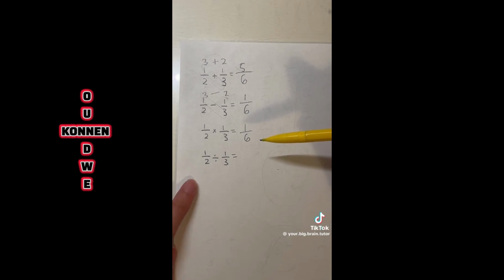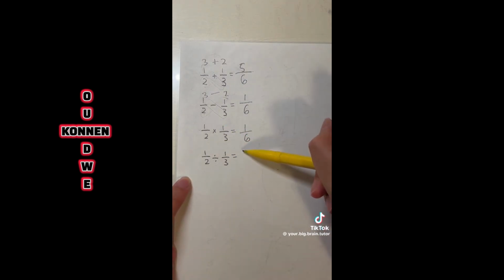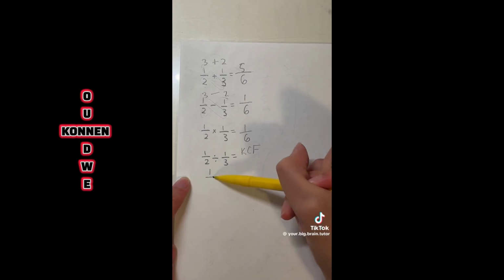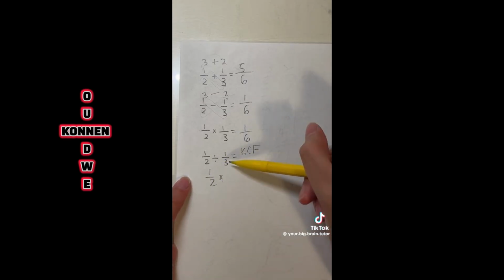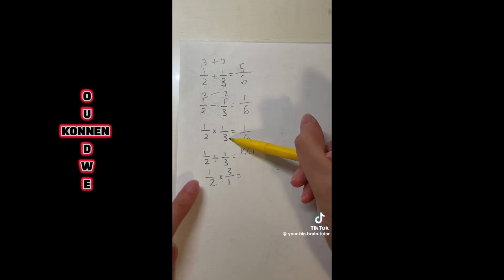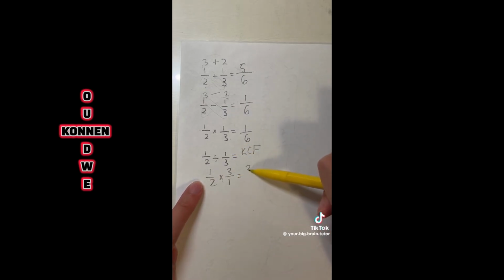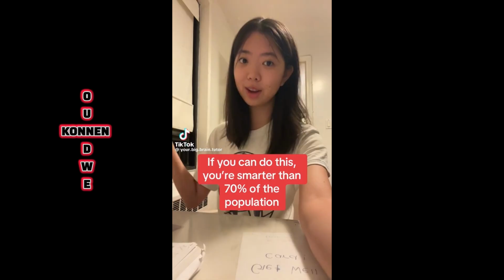And then finally, dividing them. This one's a little more complicated. You're going to have to know keep, change, flip, where you keep the first fraction 1/2, change division into multiplication, and flip the second fraction around. So instead of 1/3, it's going to be 3 over 1, and that's just over here multiplying fractions. 1 times 3 is 3, 2 times 1 is 2, and that is going to be the quotient. If you can do this, you're smarter than 70% of the population.